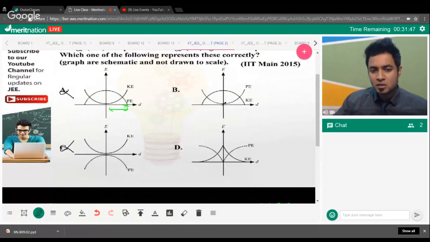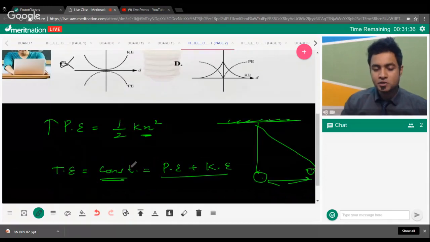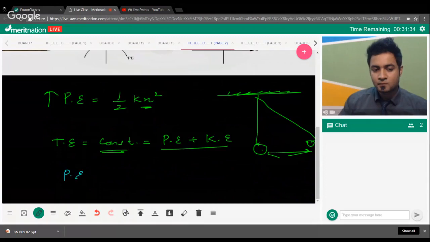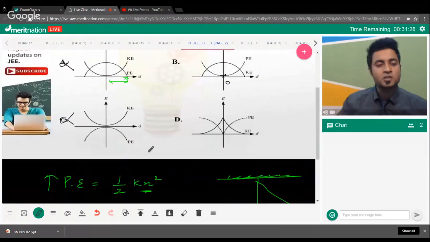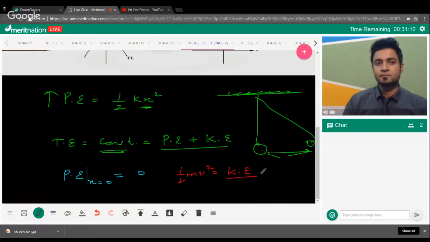You can see the potential energy is zero at the mean position. If you put x equals to 0, it will give you the potential energy as 0, isn't it? Potential energy at x equals to 0 is nothing but 0. So this potential energy graph has to start from 0, right? So this one is getting started from 0. And half mv square is nothing but kinetic energy, right?